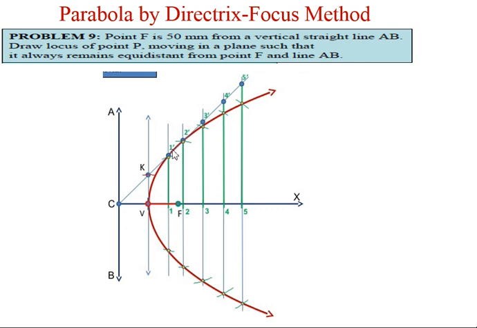So in this way you can get P1 dash, P2 dash, P3 dash, P4 dash, P5 dash, as well as P1, P2, P3, P4 and P5. Here the points have not been named, but you need to name them properly.